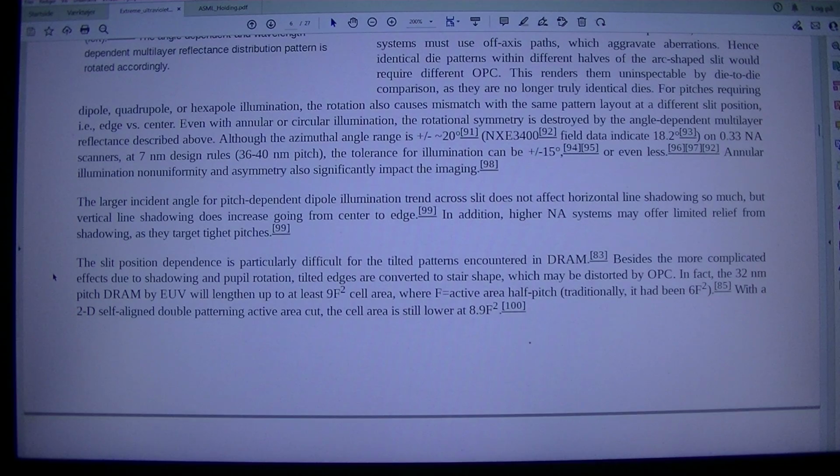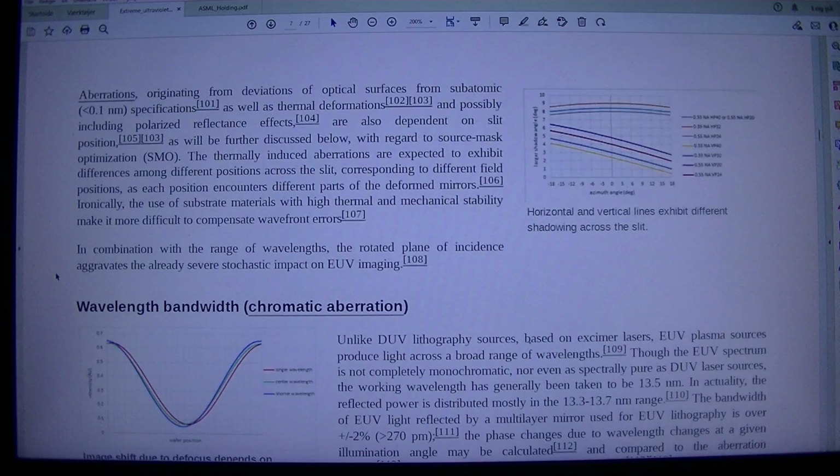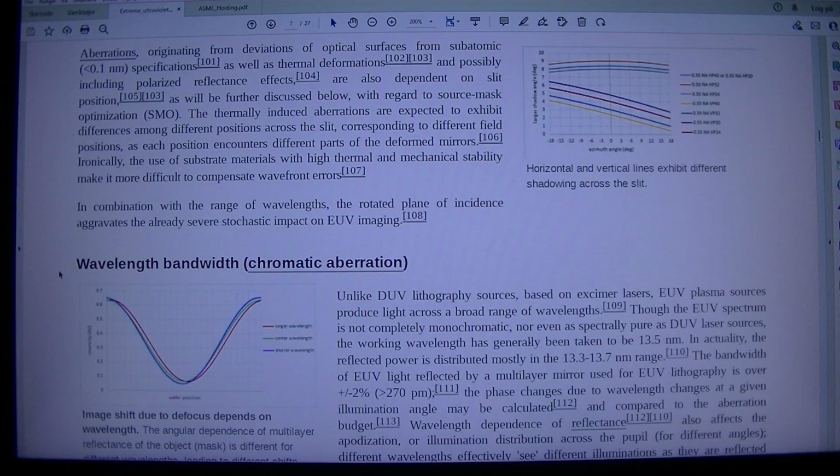In fact, the 32 nm pitch DRAM by EUV will lengthen up to at least 9 F² cell area, where F equals active area half pitch. Traditionally, it had been 6 F². With a 2D self-aligned double patterning active area cut, the cell area is still lower at 8.9 F². Horizontal and vertical lines exhibit different shadowing across the slit.